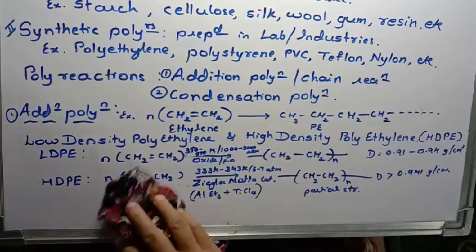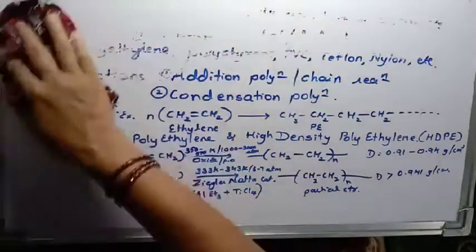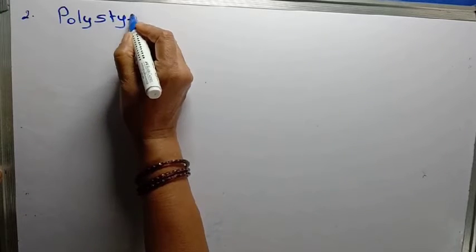Say the second one, polystyrene. Okay. So the first one is polyethylene. Under that you have come across two types of polymers, that is LDPE and HDPE. And now the second example we can say is polystyrene.